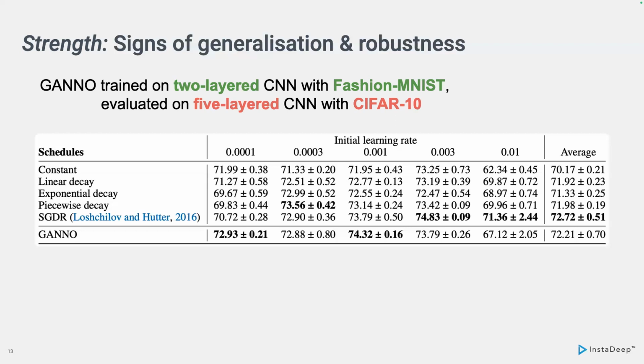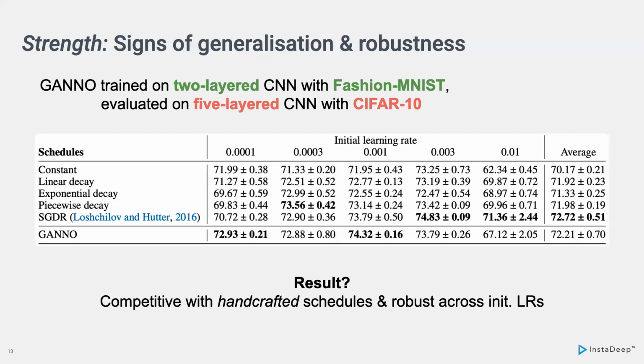And moreover, it's generalizing on a problem that it wasn't trained on. You know, we have actually increased the depth. We have actually increased the complexity. And so even though we do see HDDR does quite well in some of these settings, GANNO does very well. And on average, across these initial learning rate conditions, kind of where we initialize the learning rate for the schedules and for GANNO, it does quite well. And so we see that it's competitive with handcrafted schedules, and it is also robust across the initial learning rates.